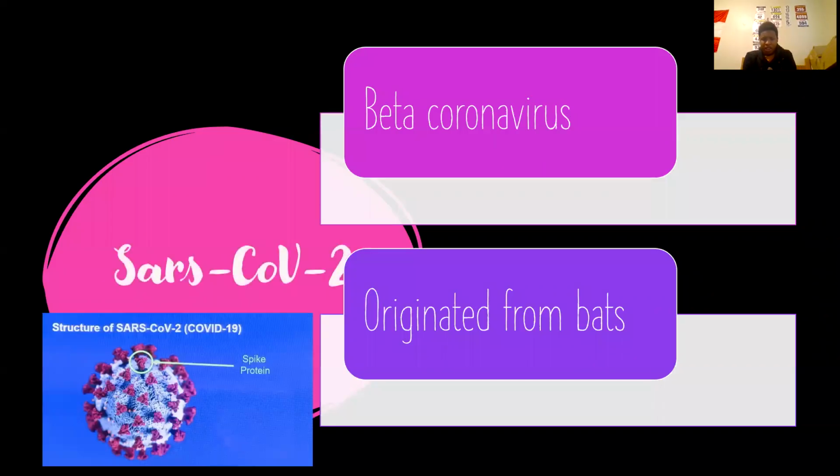All right. And then lastly, the third strain is the SARS-CoV-2, which is like the beta strain to the original SARS-CoV strain. And this one originated from bats. You can see the structure of this strain is the same as the normal strains. It's spherical and it has the spike protein. That's what these red things are.